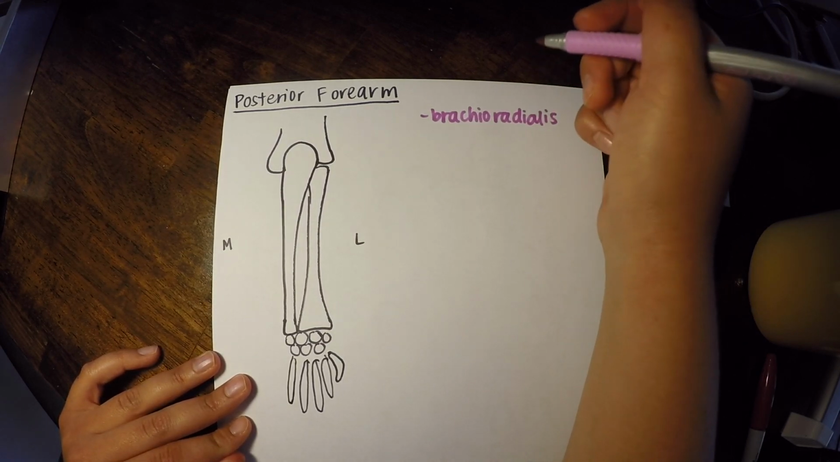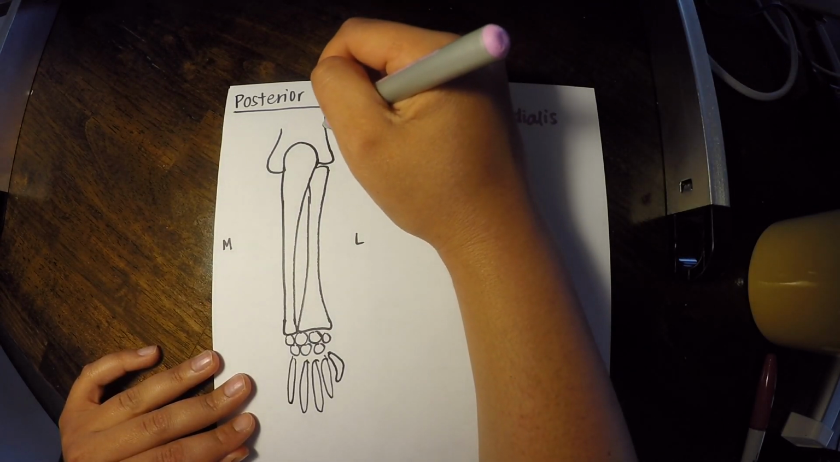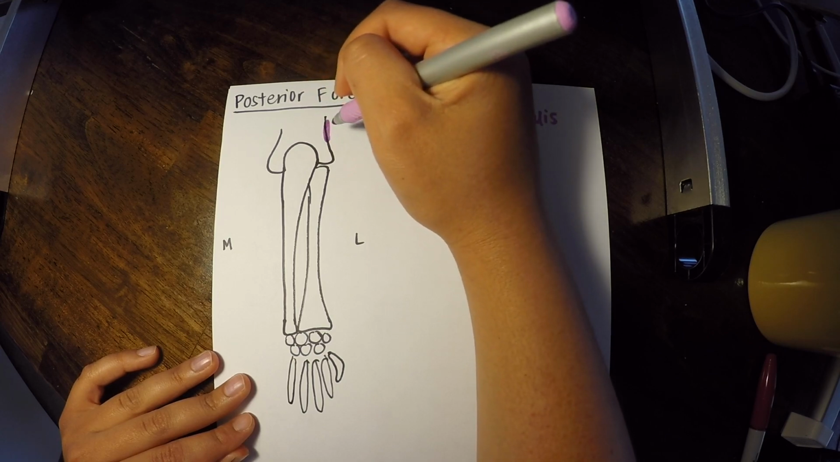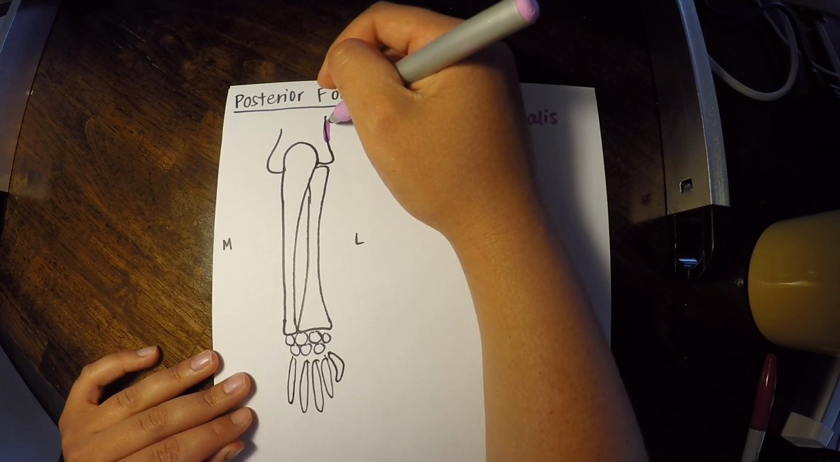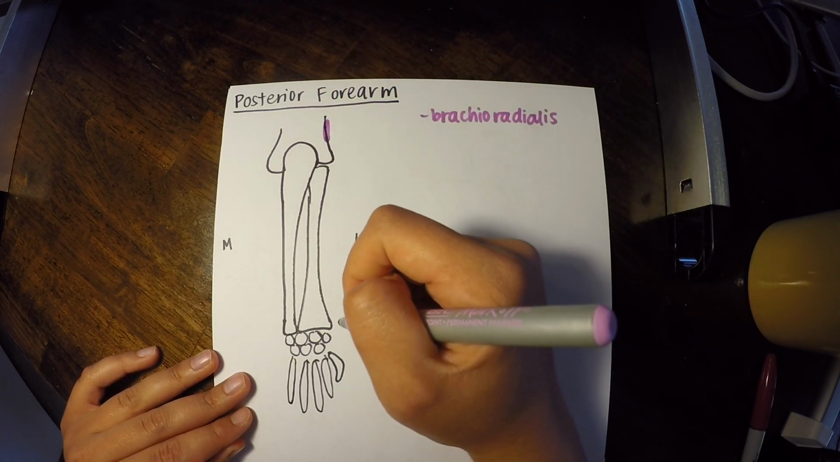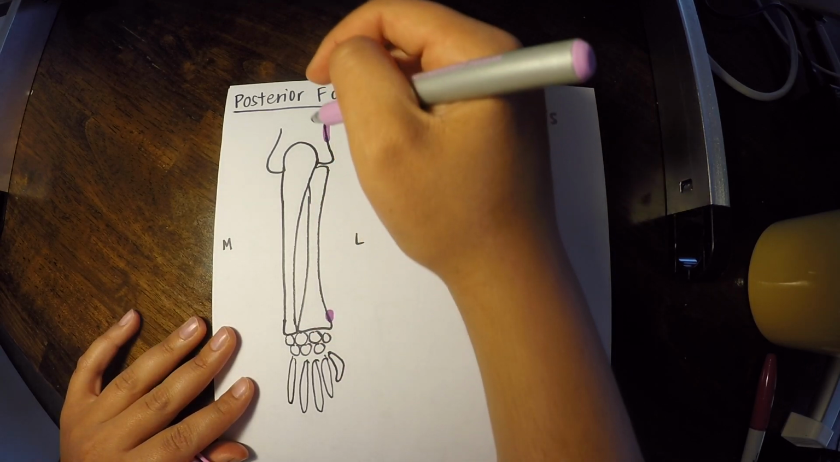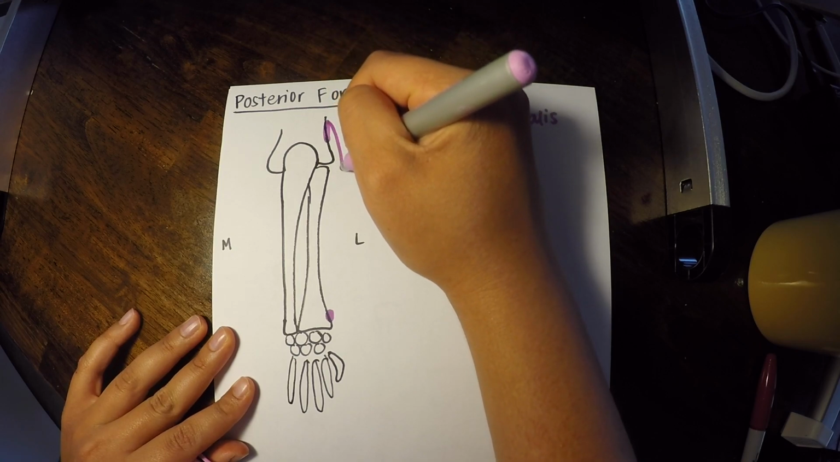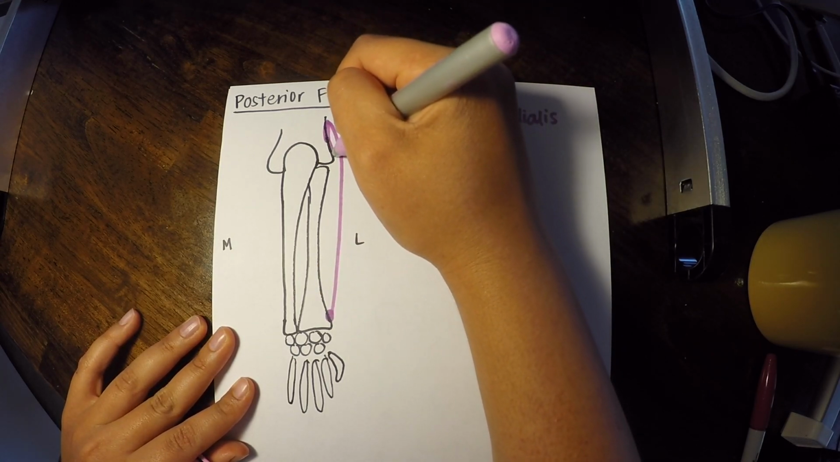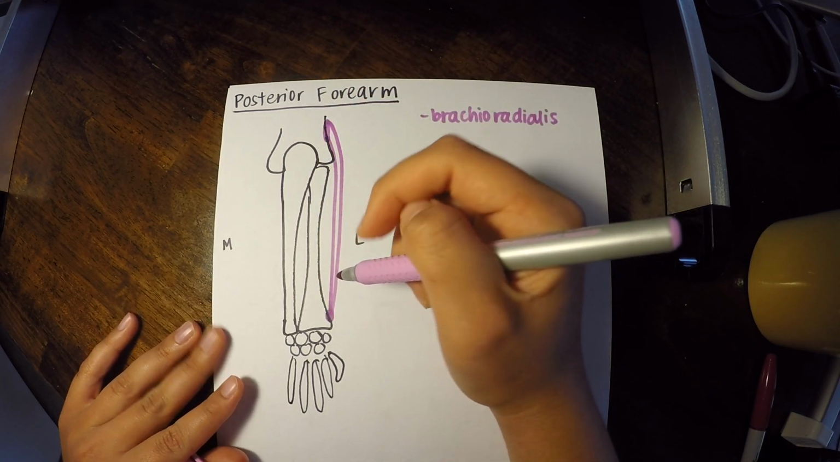It's going to go from the lateral aspect of the humerus here, and it will go down and attach on the lateral surface of the distal radius down here. So it's going to come from here, just like that.